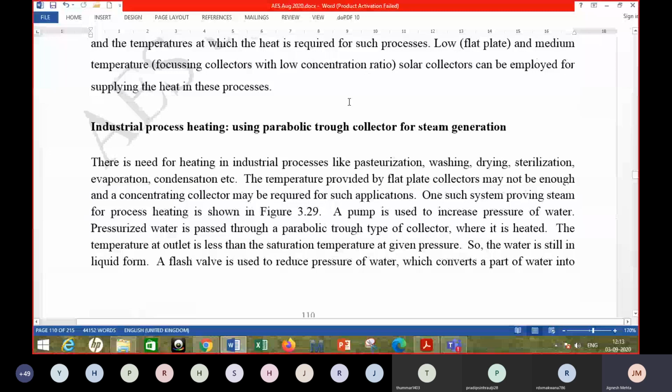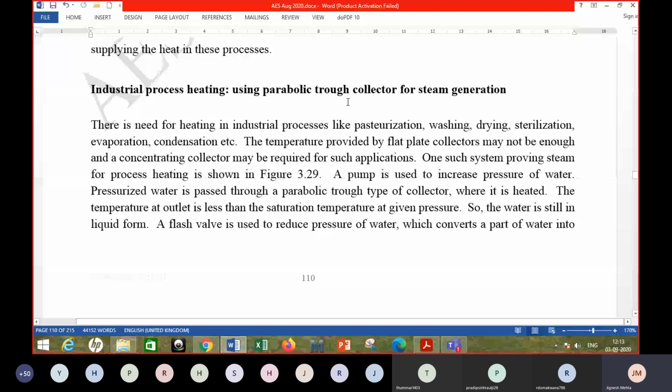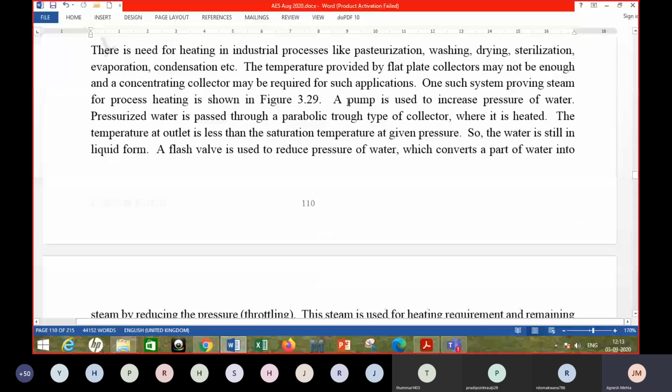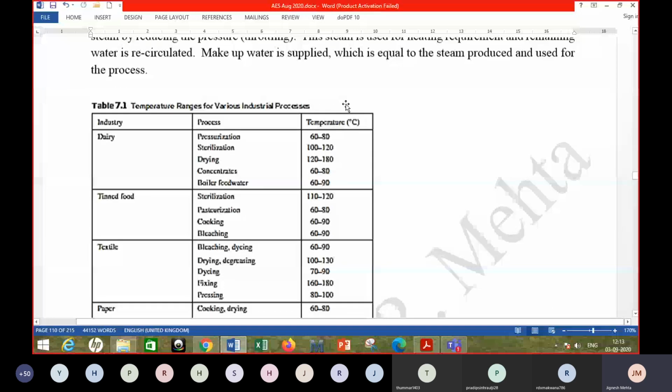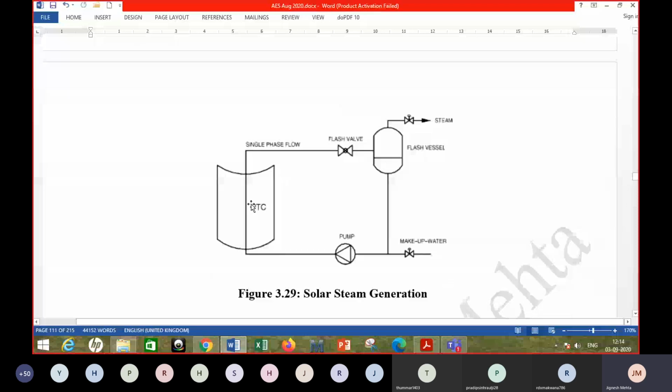One such example or scheme is given here. A parabolic trough may be used for process heating purposes, as shown in the diagram. As you can see, you have a need for process heating, you need process steam. You want temperature more than 100 degrees Celsius, so you're using a pressurized closed circuit. You are using a pump, and then pressurized water is passed through the parabolic trough type of collector.